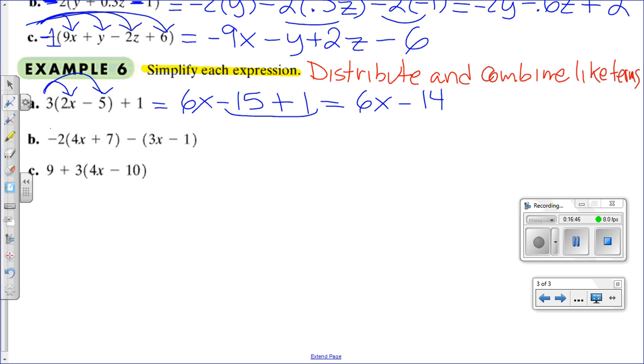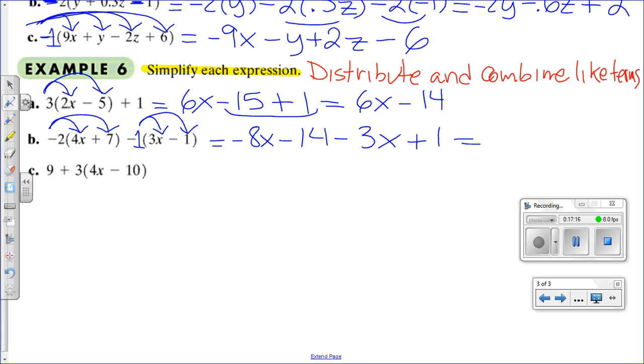Part B, we distribute the -2 only to the first terms inside the parentheses, the first 2, and that will be -2 times 4x is -8x. -2 times 7 is -14. And here, let's not forget that the negative sign implies there's a -1 here. So -1 times 3x, that will be -3x. And -1 times -1, that will be positive 1. Now we combine like terms, so -8x minus 3x, that is -11x. And -14 plus 1 is -13.